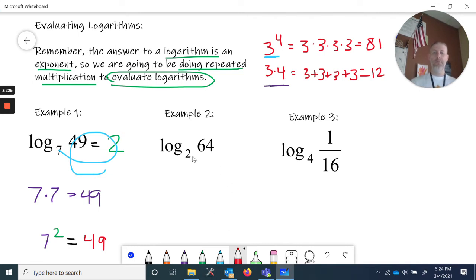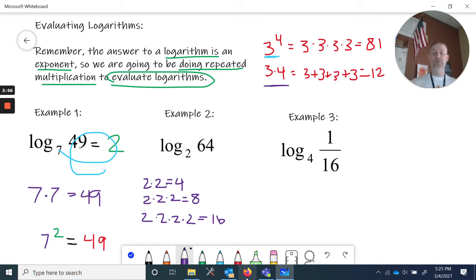So log base 2 of 64. So 2 to what power gets me to 64? So 2 times 2 is 4. 2 times 2 times 2 equals 8. So this still isn't enough to get me to 64. 2 times 2 times 2 times 2 is 16. And so on. We can keep multiplying by adding more 2s.